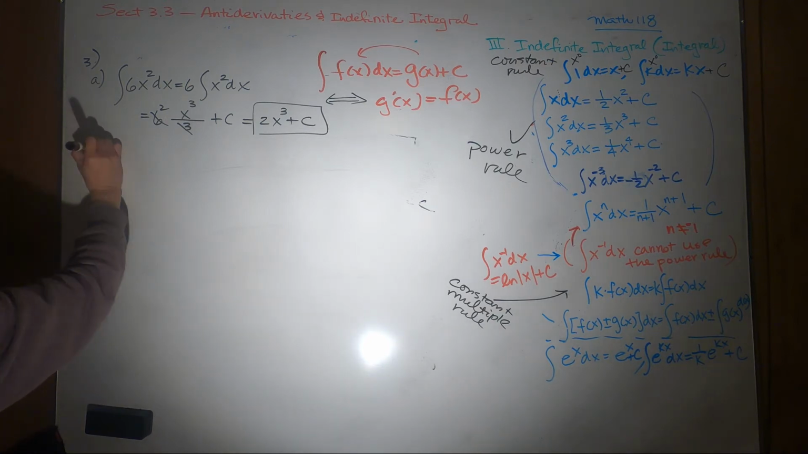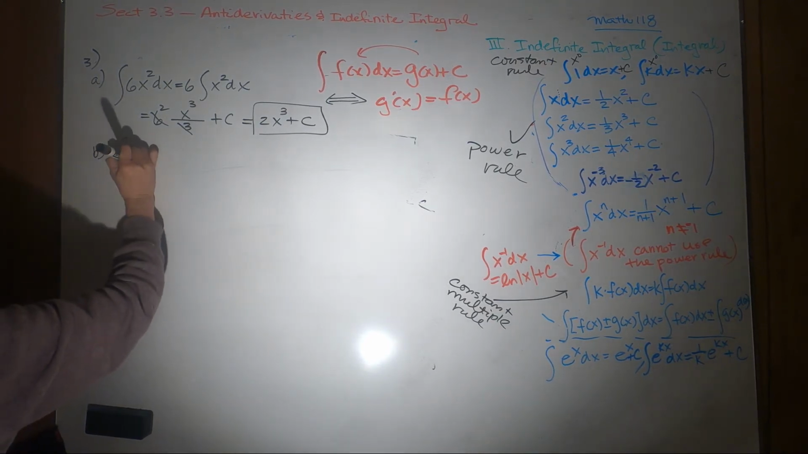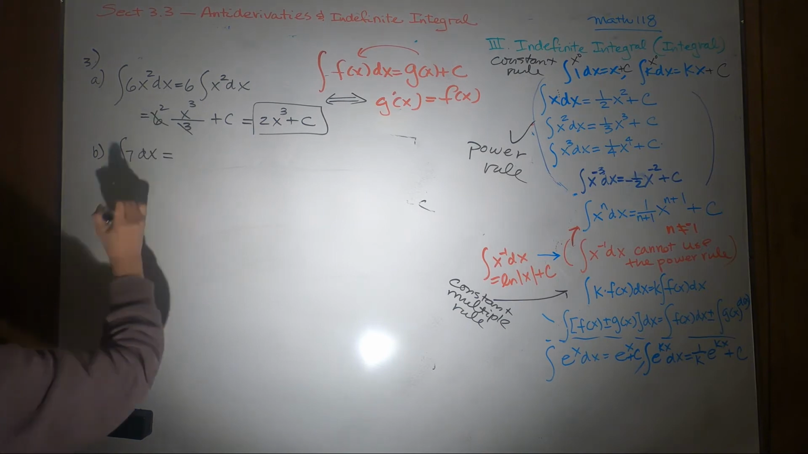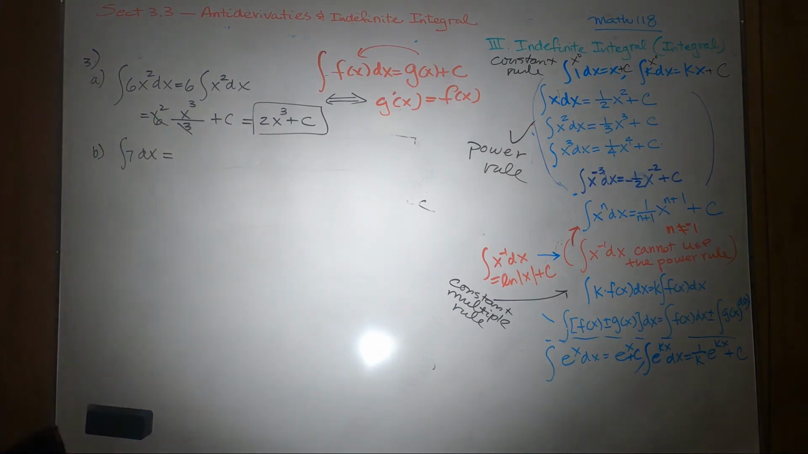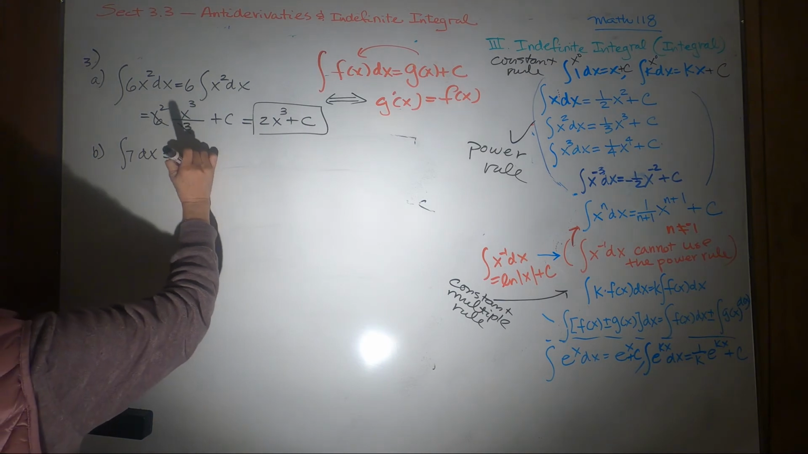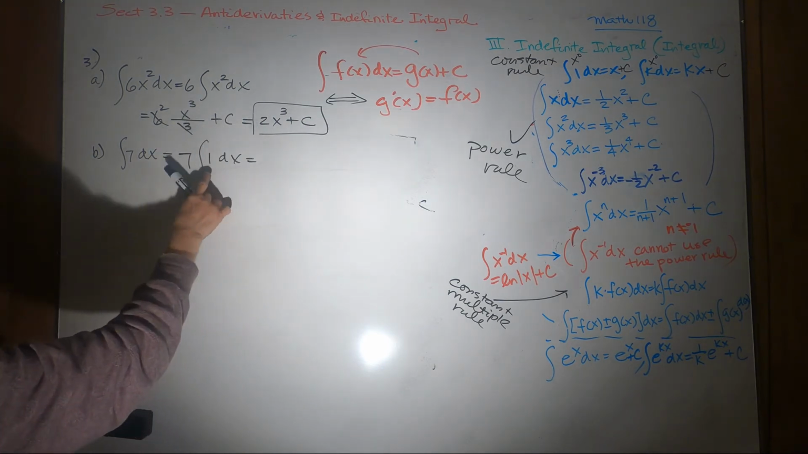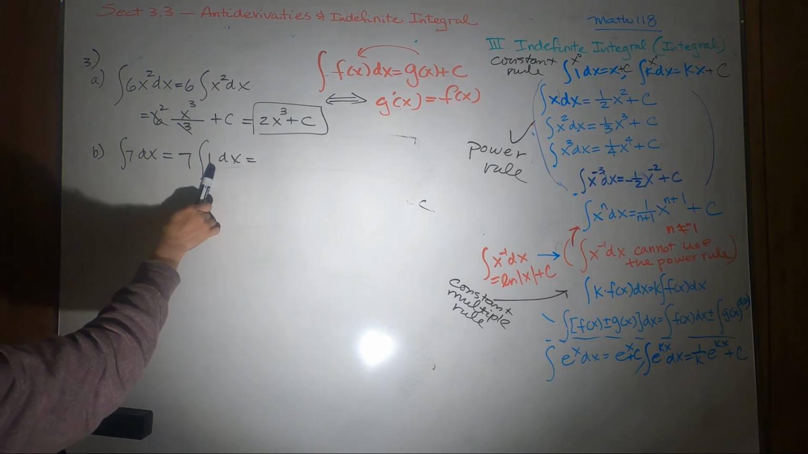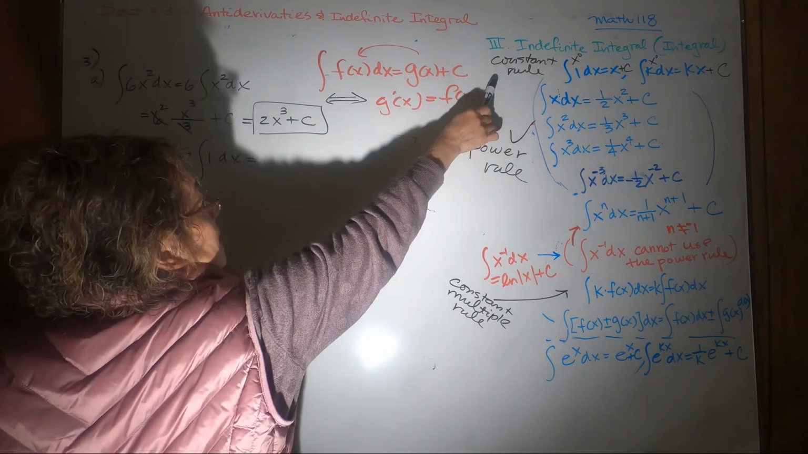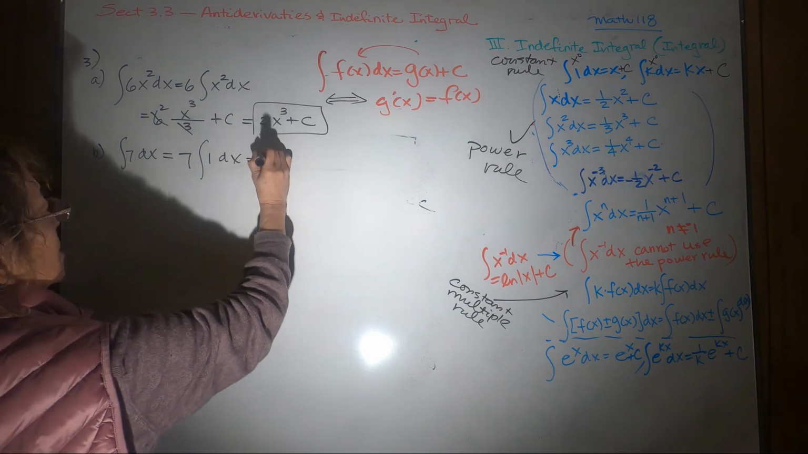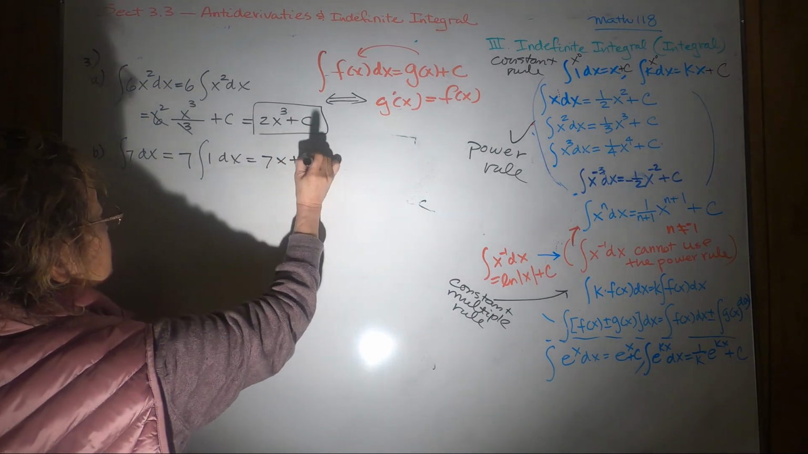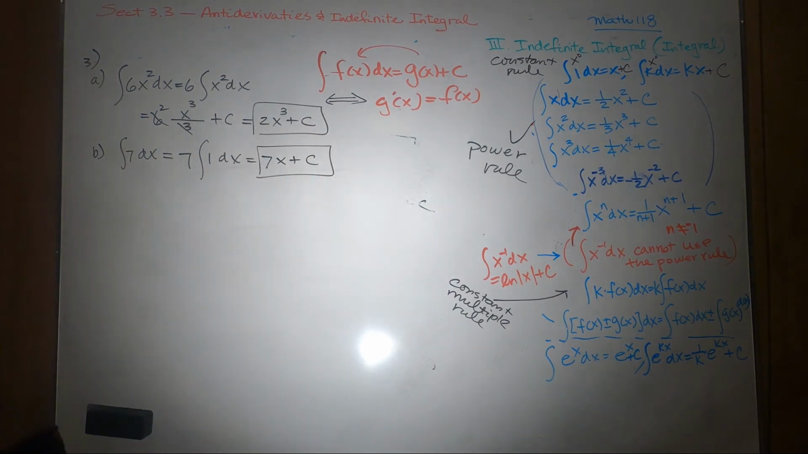If we have this one, 7 dx, what should we have? We take 7 outside, that would be 1 dx. Then we use the constant rule for the 1, that should be x. So you have 7x plus c.